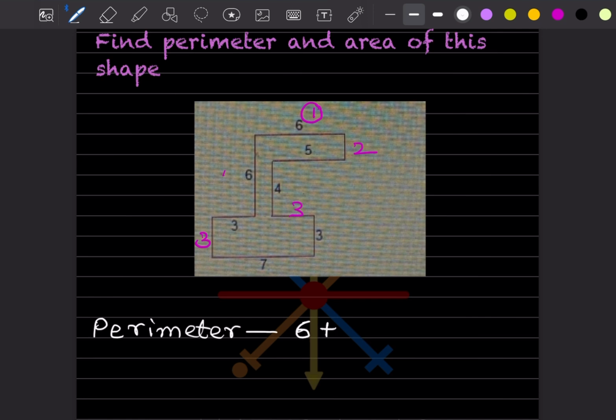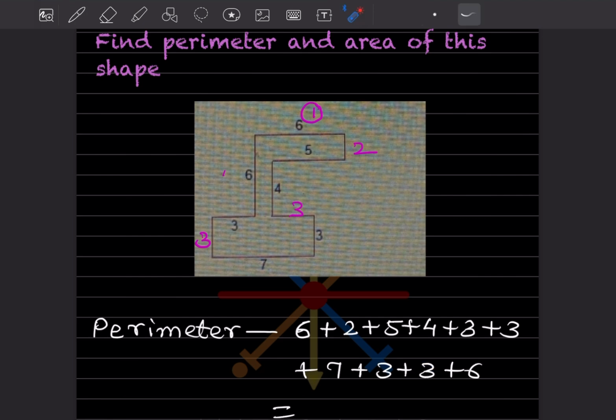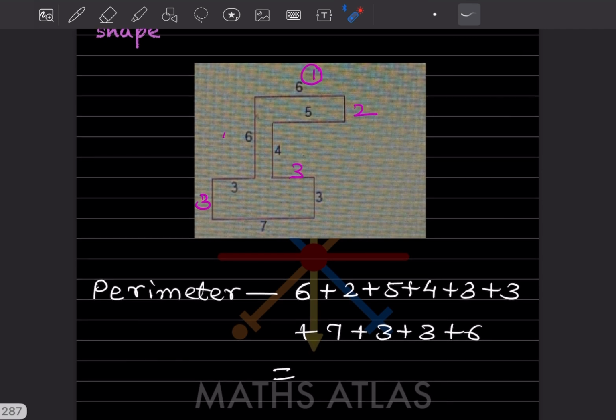6 plus 2 plus 5 plus 4 plus 3 plus 3 plus 7 plus 3 plus 3 plus 6, and we are going to add all of them. Let us check first: 1 2 3 4 5 6 7 8 9 10. Again, 1 2 3 4 5 6 7 8 9 10. This is very important. Many of them miss numbers and get a wrong answer.